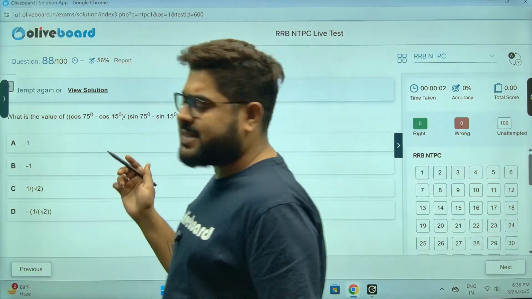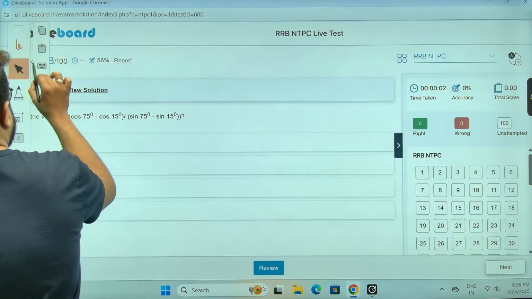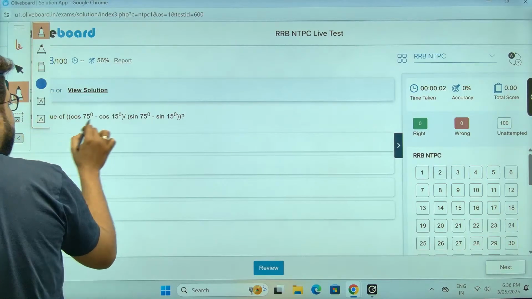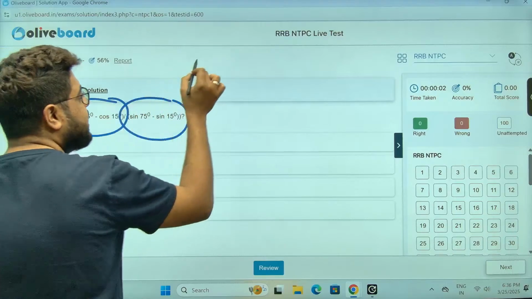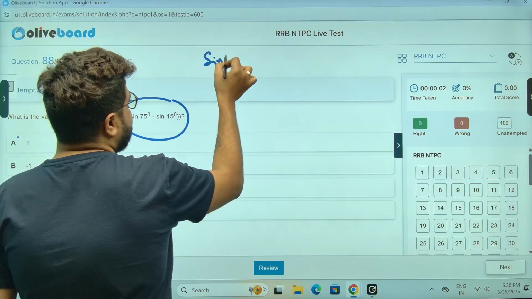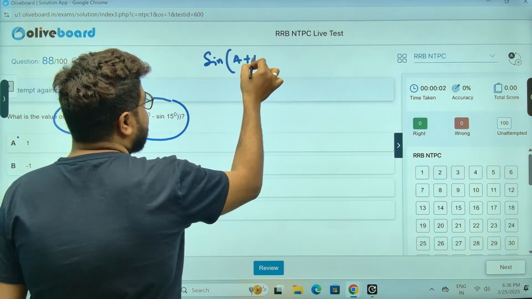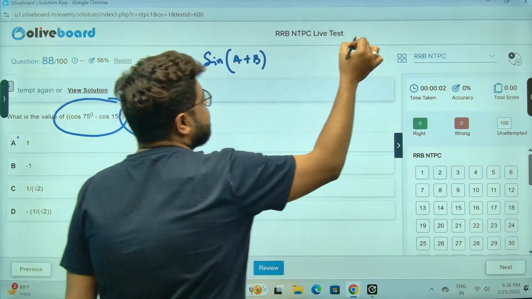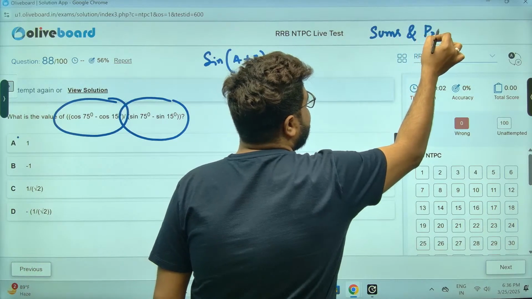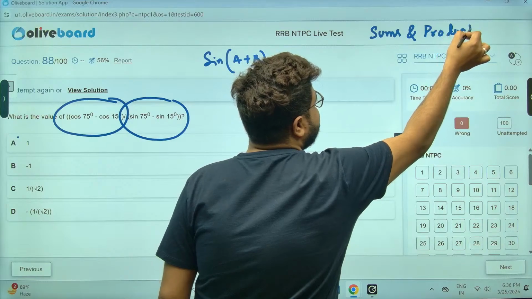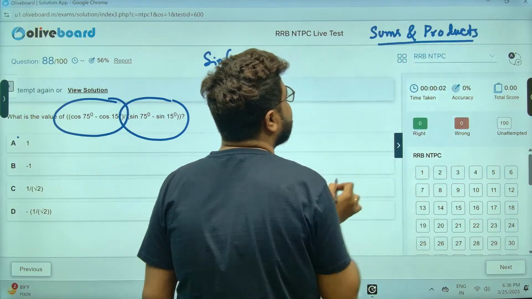Acha, sir, this question I'm skipping, okay? Because I've just given you this technique on how to figure this out. There are 4 advanced formulas in class 11th. There is a chapter called sums and products, trigonometrical ratios of sums and products. Very, very important chapter.